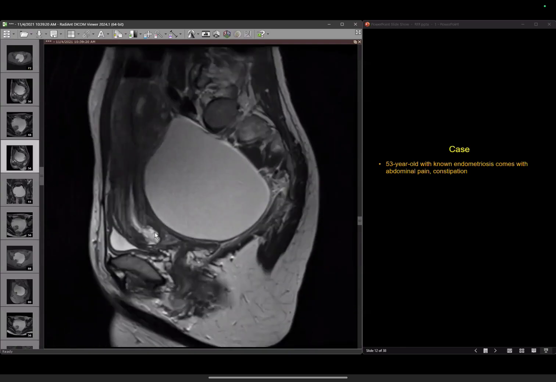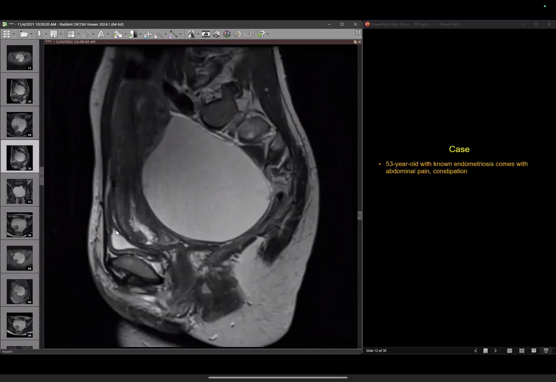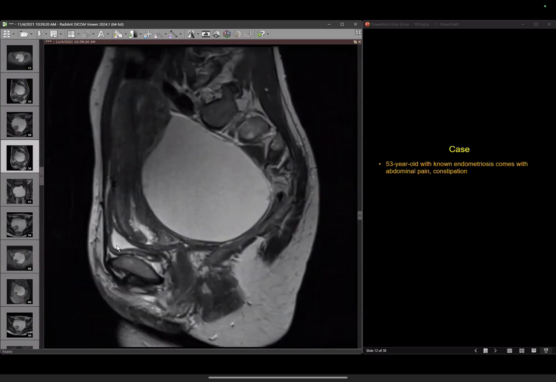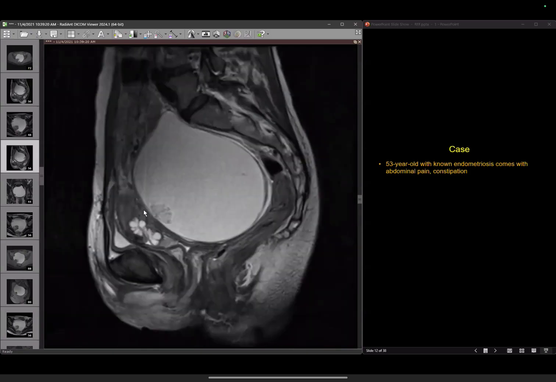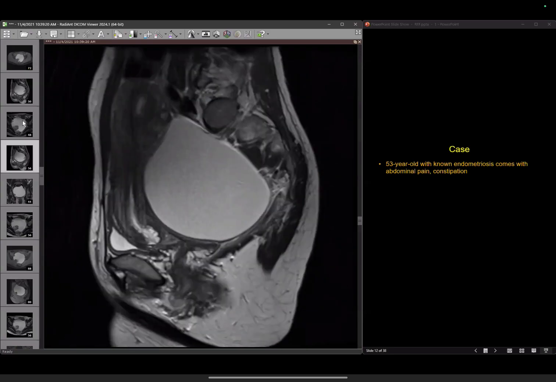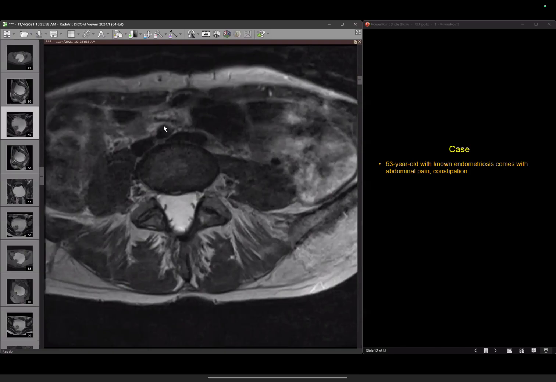What are these? Nabothian cyst. Just in the cervix. Perfect. So uterus looks more or less fine. Okay, now what structure is this? The urinary bladder. Perfect. So we have the bladder, we have the uterus, and then we have something behind the uterus that is pushing it. So now let's look at the axial T2.